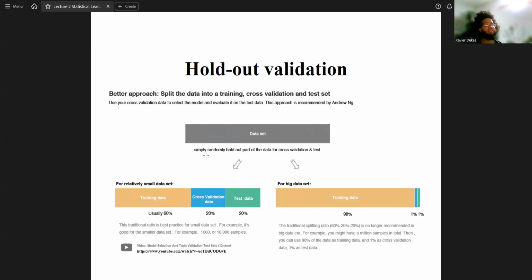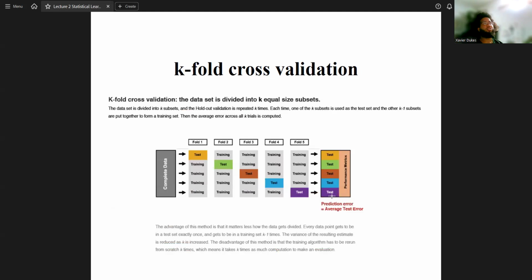We have the full data set, and then we randomly hold out part of the data. Randomly is key for cross-validation and testing, okay? For a relatively small data set, usually maybe 1,000 to 10,000 samples. For super large data where there's millions, we use as much of that data as we can for training, and then a smaller portion for the testing data.